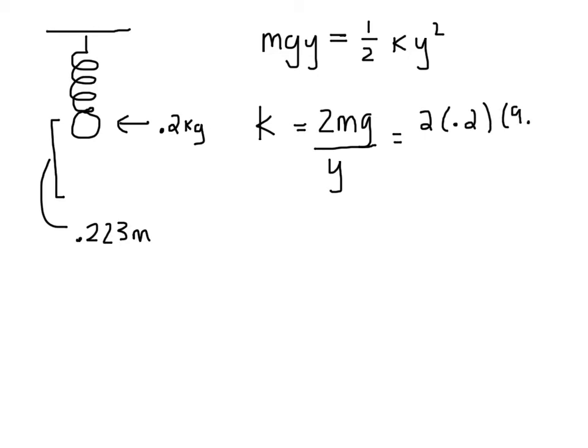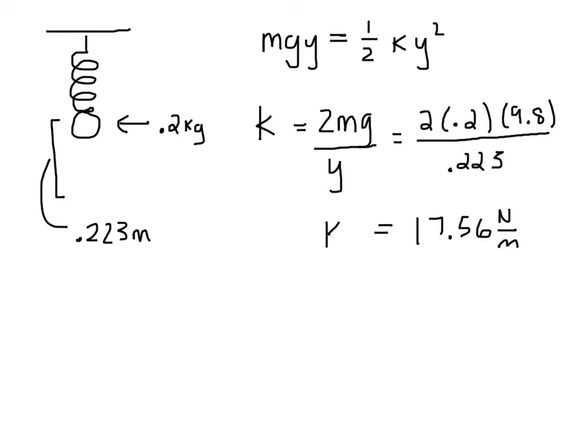So 2 times our mass, 0.2, times g. I'm going to use 9.8 because that's what you would do in your homework. But understand on the AP exam, you can also just use 10 for rapid calculations, divided by 0.223. And I solve for this. I get 17.56 newtons per meter. So that's our spring constant k, and that's going to help us in the next part when we want to find velocity.